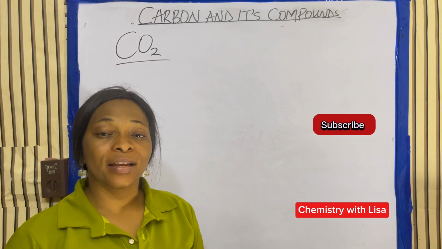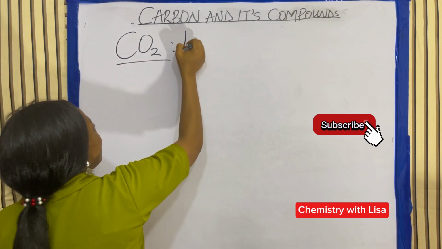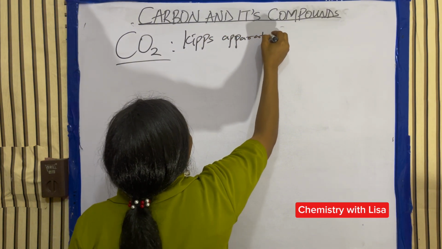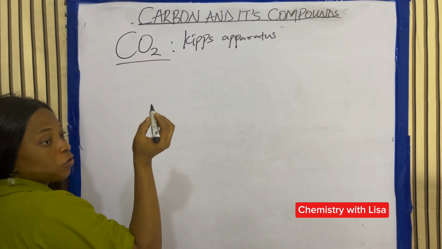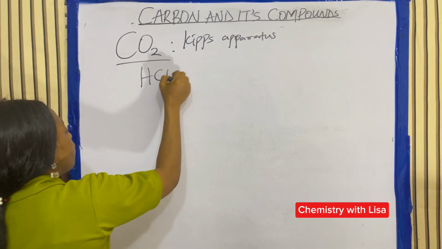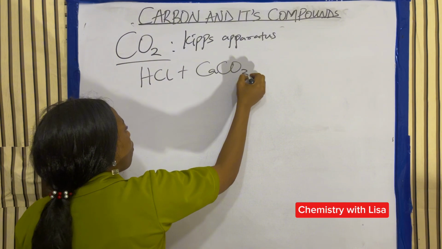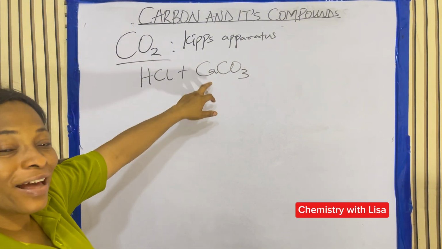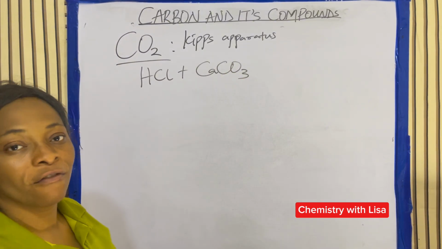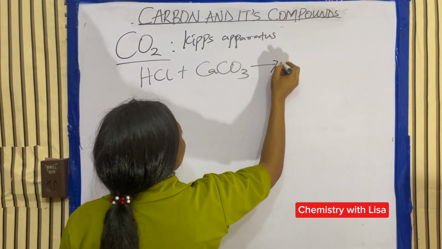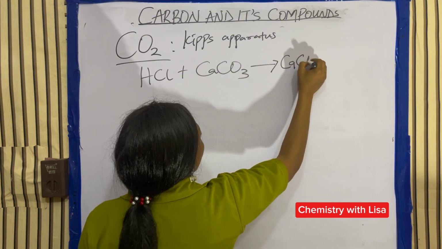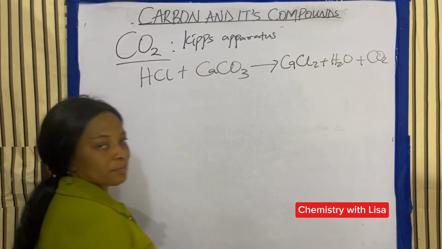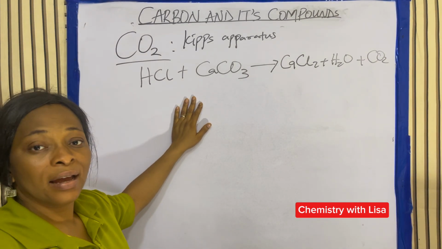Now, how is it prepared in the lab? Basically, in the lab, it is prepared using Kipp's apparatus. And it is prepared by the action of dilute acid on marble or limestone. Another name for this compound is marble or limestone, or the IUPAC name calcium trioxocarbonate(IV). So when it reacts, it's going to give us calcium chloride plus water plus carbon dioxide. So this is how we prepare it in the lab.